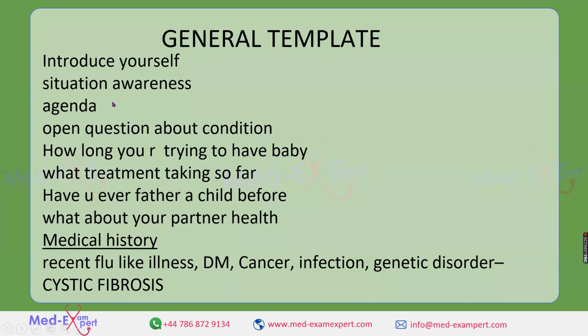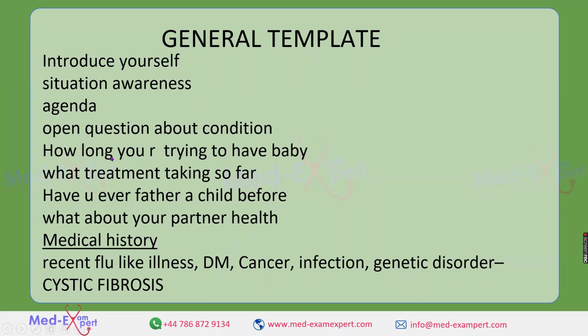Once he says yes, you can start information gathering with an open question about the condition. Generally, you can apply one question to all: can you tell me more about your condition? This open question can be applied mostly, but sometimes you can change it. Then you can ask how long you have been trying to have a baby. If this is already answered in the data, you should not ask this question. You should skip it, otherwise you will not have enough time.